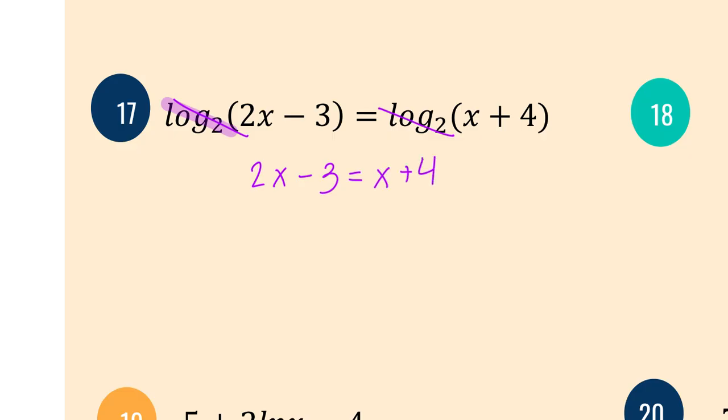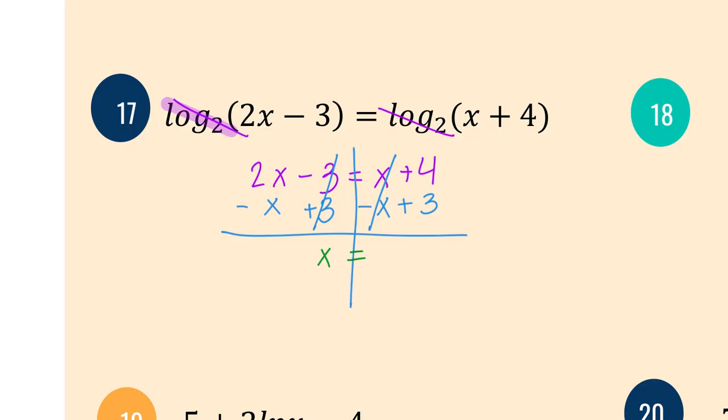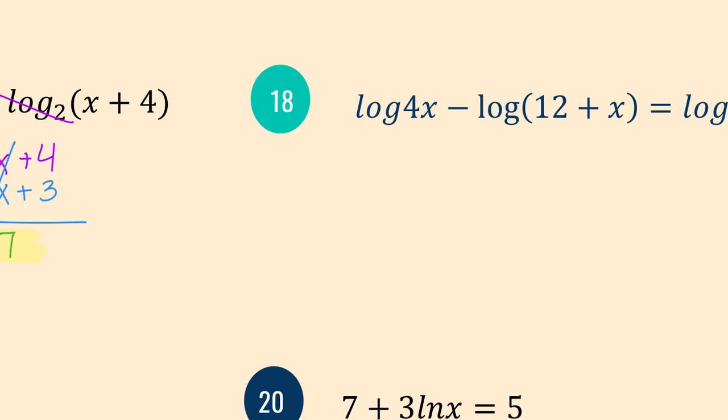And then again, solving it algebraically, I'm subtracting x from both sides of my equal sign. And then I'm going to add 3 to both sides of my equal sign. Okay, if you solved correctly, you're going to end up with x equals 7. So that one should have been pretty easy. All right, looking at number 18.